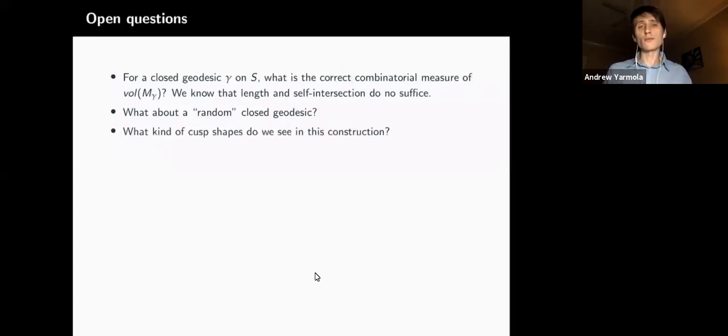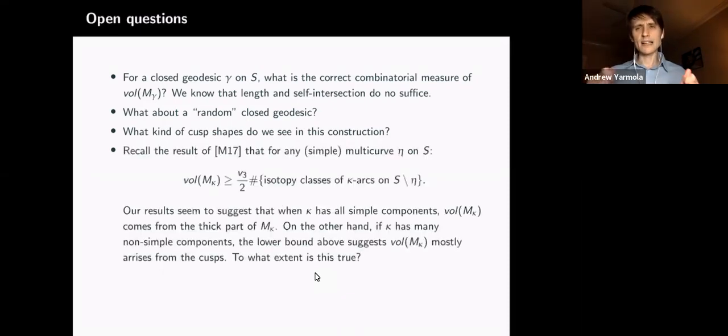Another question that we don't really understand is, what kind of cusp shapes do you get? Every three-manifold with a hyperbolic structure has some cusp shapes, and the very common question is, what shapes can you get? Different links, different knots, and things like this. It's probably going to be quite different in the simple closed curve case from the non-simple case where you have self-intersections.